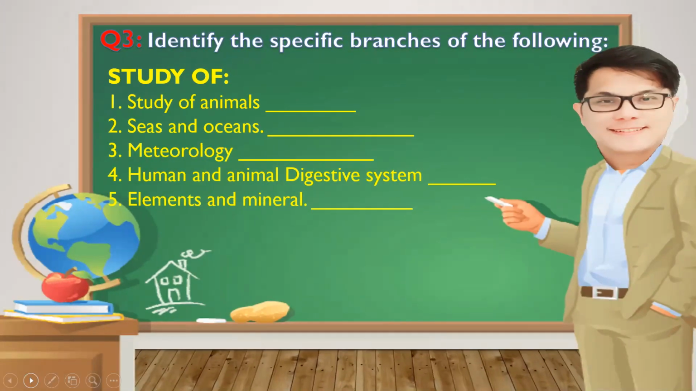Question number 3, identify the specific branches of the following. Number 1, study of animals. 2, seas and oceans. 3, weather. 4, human and animal digestive system. 5, elements and minerals.